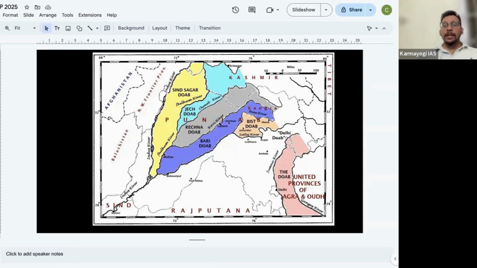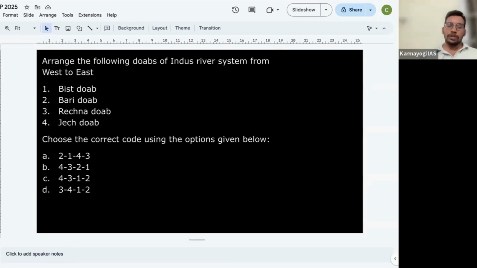Now, let's solve one question. If you have understood the facts associated with it, let's solve one question which is possible in the UPSC prelims as well. Arrange the following Doabs of Indus River system from west to east, they are asking. So from west towards east, we have to arrange these four Doabs: Bist Doab, Bari Doab, Rachna Doab, and Jech Doab.